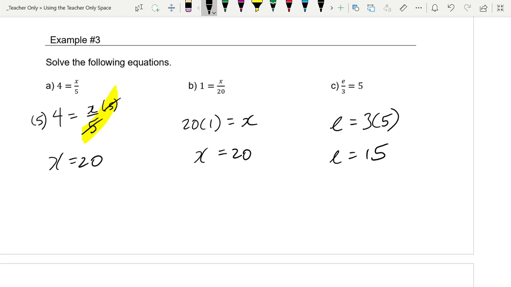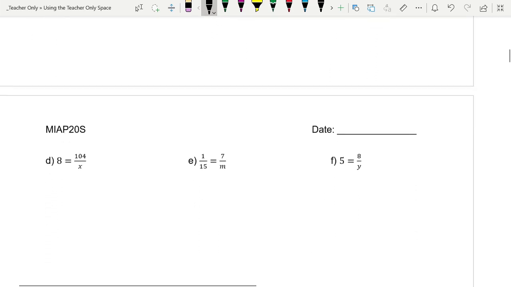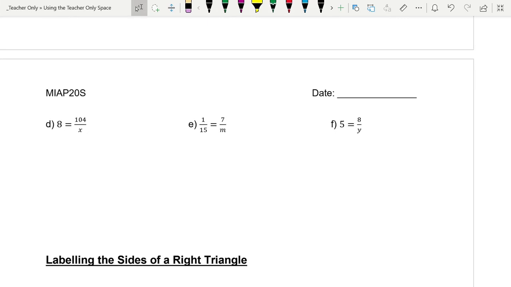So that's fairly easy algebra for solving an unknown number on the top of a fraction, or the top of a rational expression. But what if it's on the bottom? How do you divide? Is it 104 divided by 8, or is it 8 divided by 104?